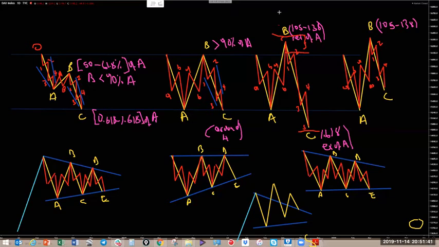Let's then draw it clearly. Your running triangle will look like this. This is going to be your lower boundary and your top boundary. That is your triangle. Do you see the difference? In this triangle, the B wave goes above the end of the string. A, B, C, D, E.